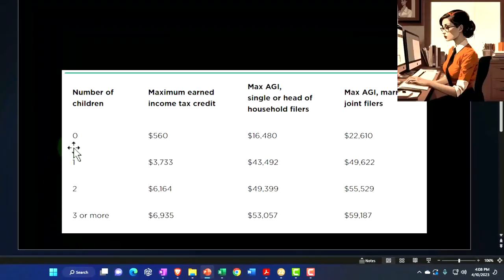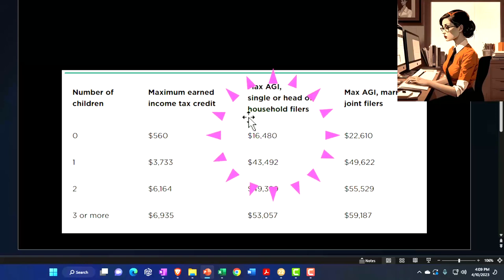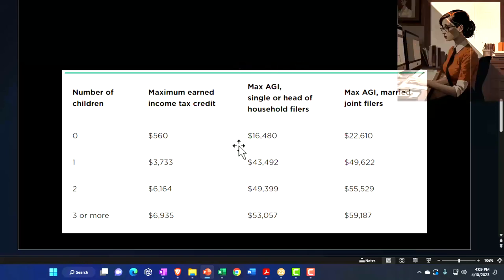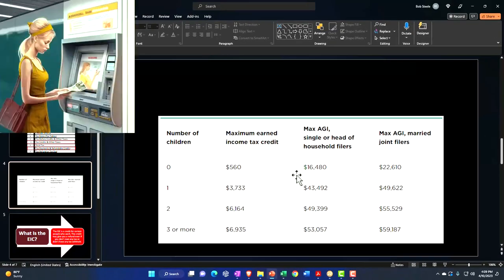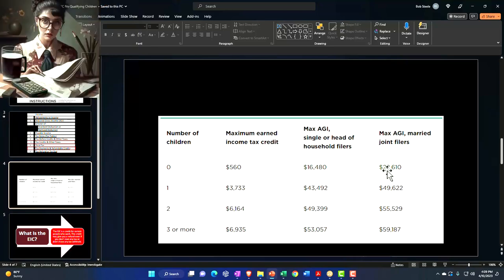So for example, we're going to focus here on zero children, which means the maximum credit at that level is only $560, as opposed to three or more children where it's $6,935, and the maximum AGI is $16,480. But that max really is when the credit goes down to zero. What we want to know is where is the max AGI that I can get to in order to get the full, biggest credit of $560. If you're married filing joint, the max amount is $22,610.